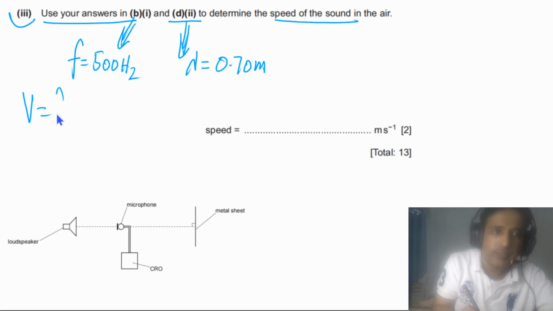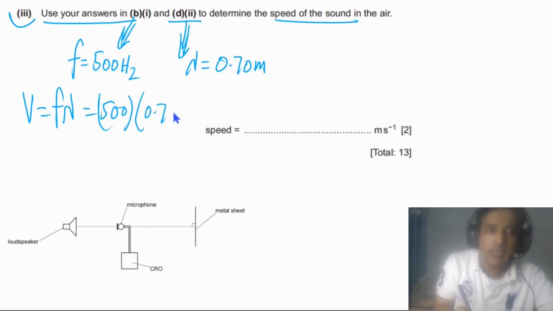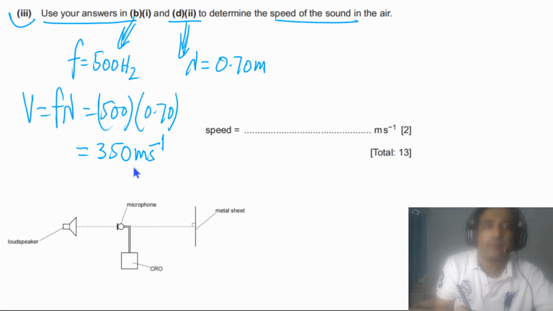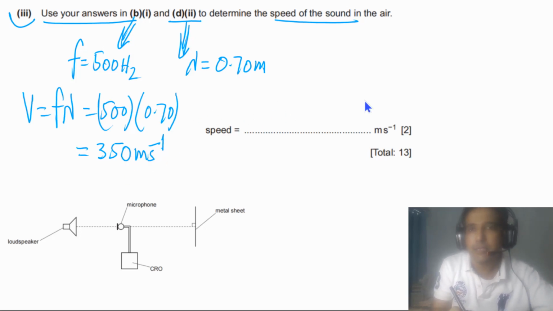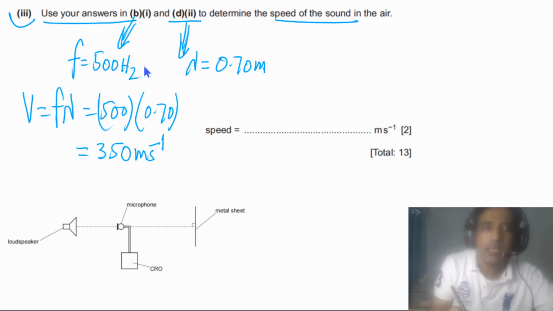So v is equal to f times lambda. Simply plug in the values and we can find the speed of the sound. Multiply by 0.70, and if we solve this we will get 350 meters per second up to 2 SF. So this is our final answer, and this question has 2 marks. If you have written this formula you will get 1 C mark, and if you have got the right answer you will get 2 marks.